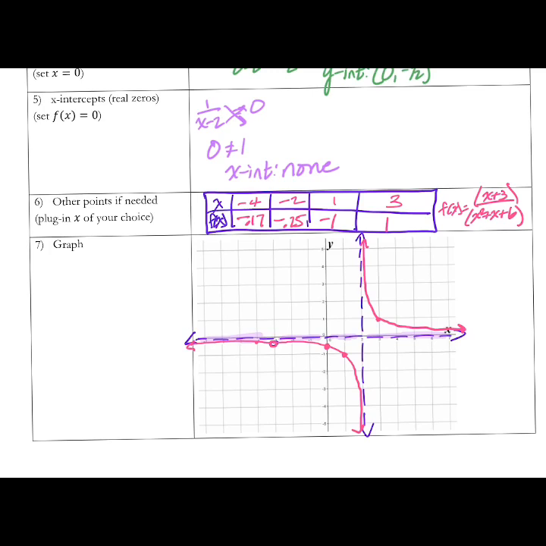One more. This one should be fairly fast also. And then you guys are going to try this on your own.